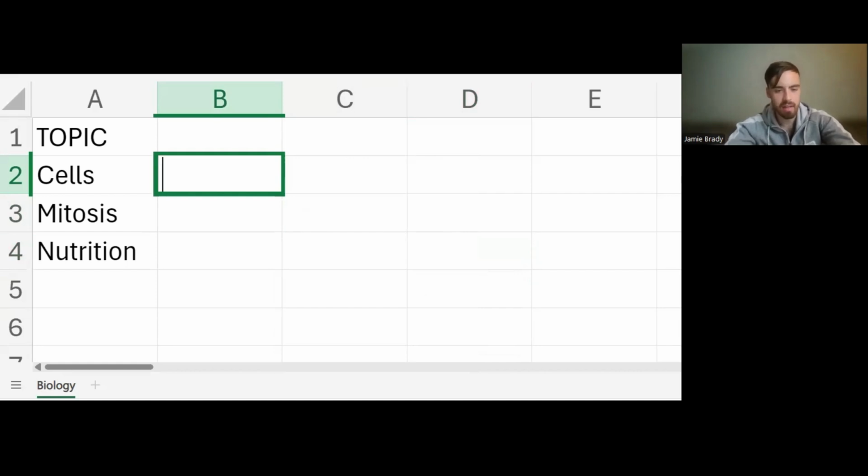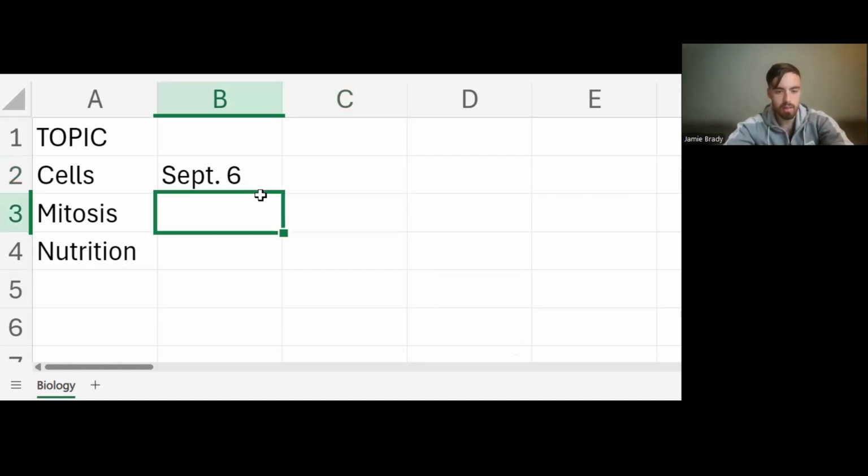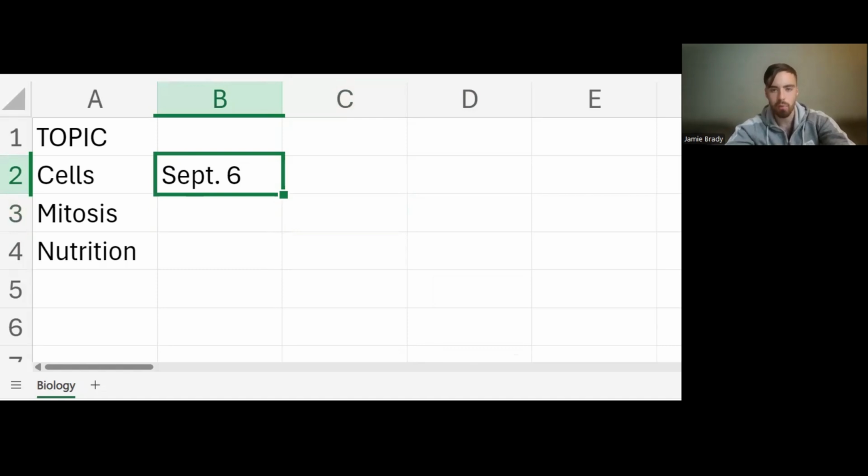So if I study cells today, I'm going to mark that down. I'm going to say that I studied cells on September the 6th. What I'm also going to do is color this box in a certain color. So I'm going to color this in red, yellow, or green. Red if it went terrible, green if it went great, and yellow if it was kind of in between. So let's say it went yellow for me.